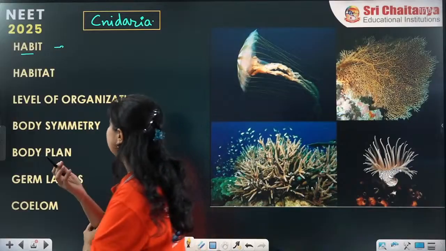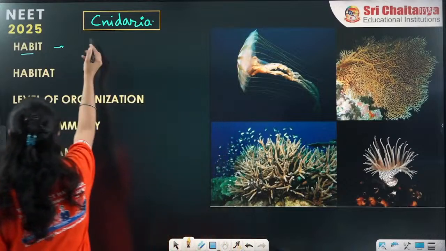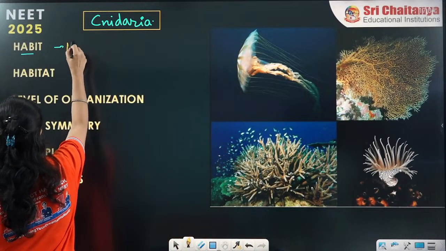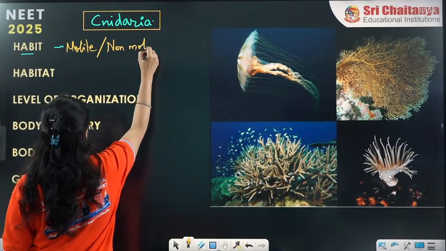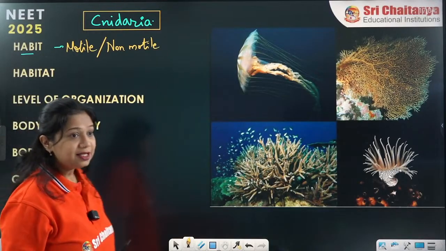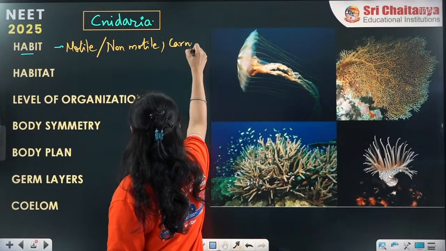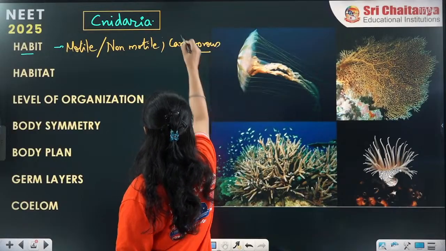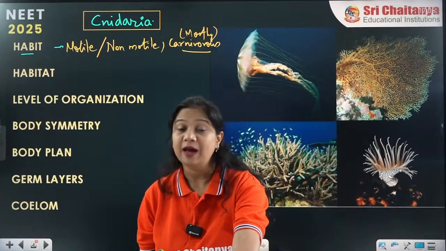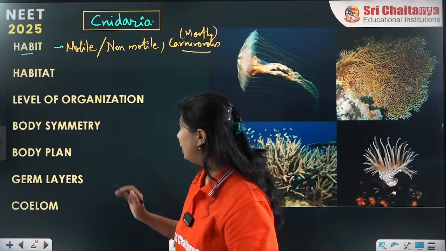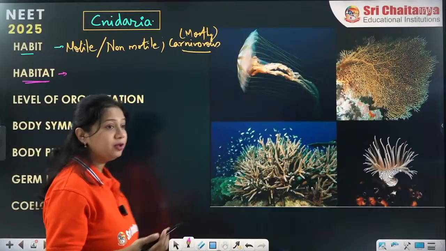Okay. So now we are coming to the habit of the phylum Cnidaria. Some of the organisms are motile, some of the organisms are non-motile. Most of them are carnivorous in nature. And they have a different type of habitat. Habitat means the location where they are residing. So what will be their habitat?